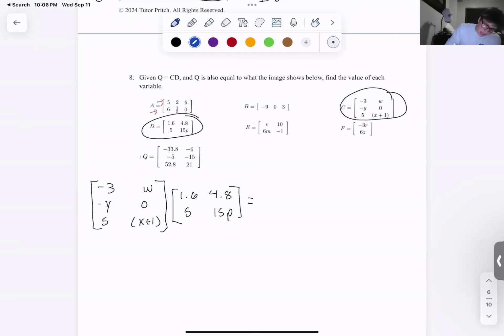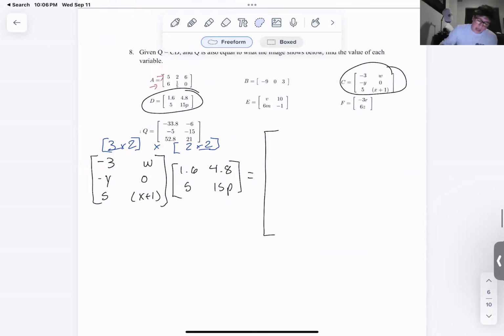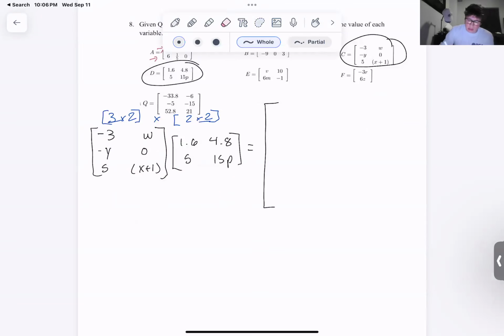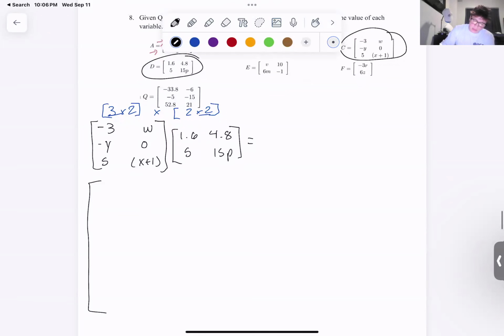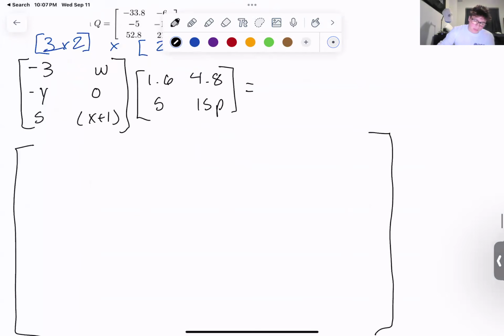Well, this is a 3x2 matrix times a 2x2 matrix. So the resultant is also going to be a 3x2. So I'll go ahead and draw that out. But no spoiler alert, the math is actually going to be really big for this. So I'm going to make a huge bracket. But let's start with the matrix multiplication.